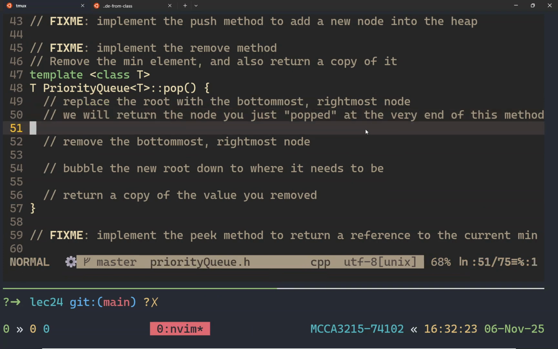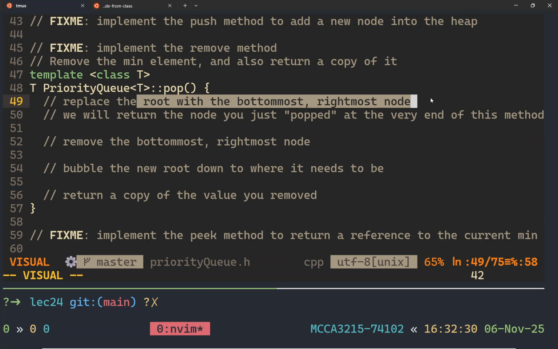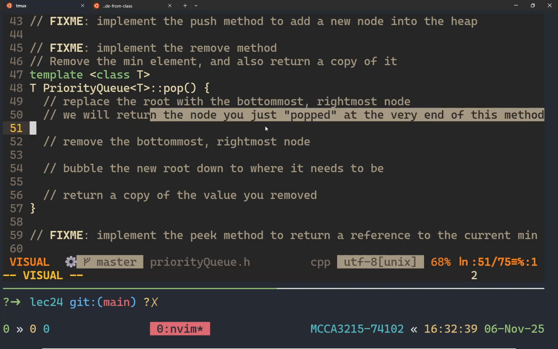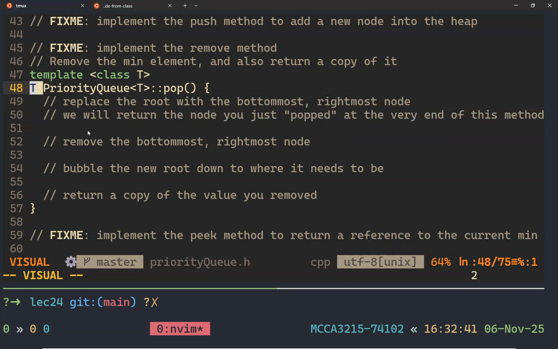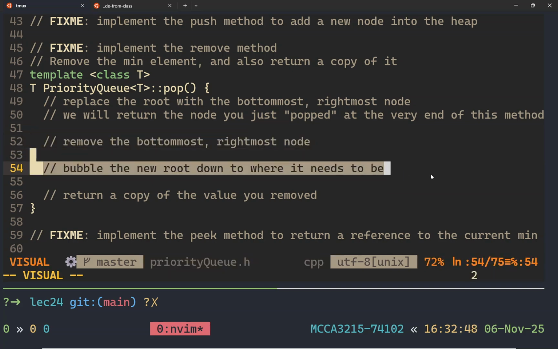Here are some helper comments for pop: replace the root with the bottommost rightmost node. So you're going to be swapping with the very last index, because that's going to be your bottommost rightmost thing. Replace your root, which is index 0, with the last index. Swap them. Remember to make a copy so you can return that. You're returning a T. And then you can pop back, which removes the bottommost rightmost node. And then that new root is way too big, and so you better bubble it down to where it needs to be. So that's going to be your popping.